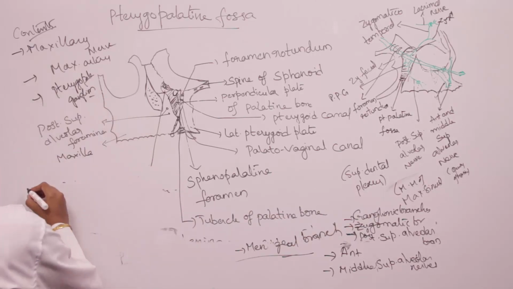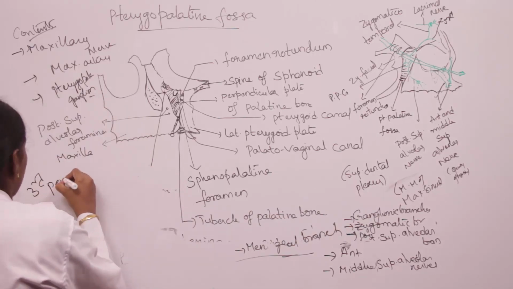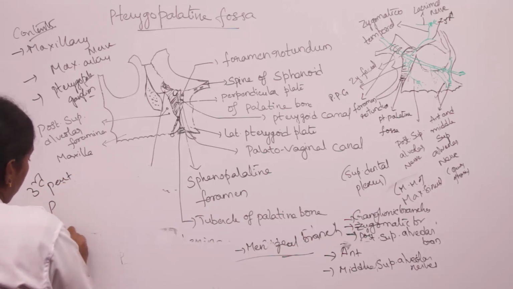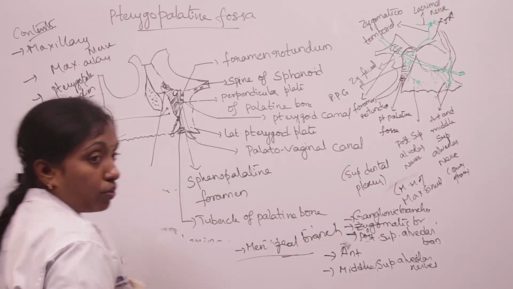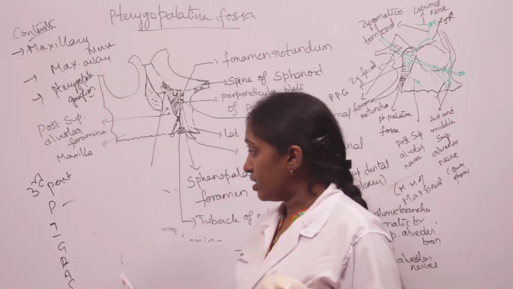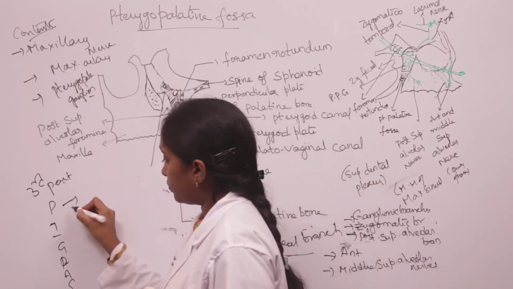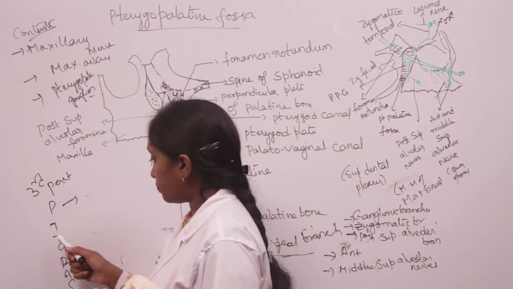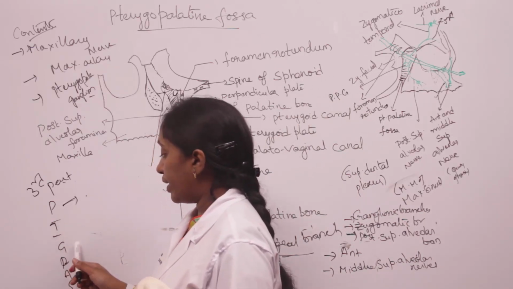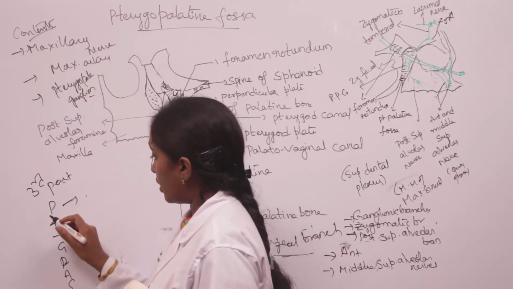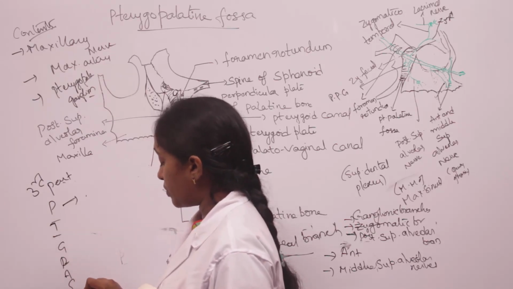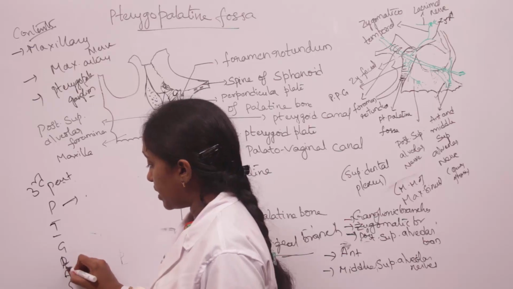What are the branches given by the third part of maxillary artery? We know that the pterygopalatine part is there. So the branches given by the maxillary artery are the pharyngeal artery, infraorbital artery, greater palatine artery, artery of pterygoid canal, and sphenopalatine artery is present here. Artery of pterygoid canal is present here.